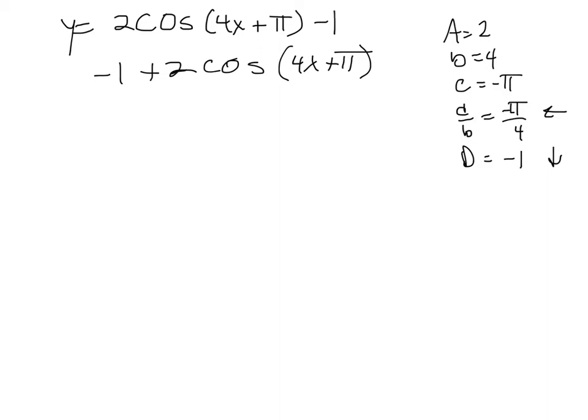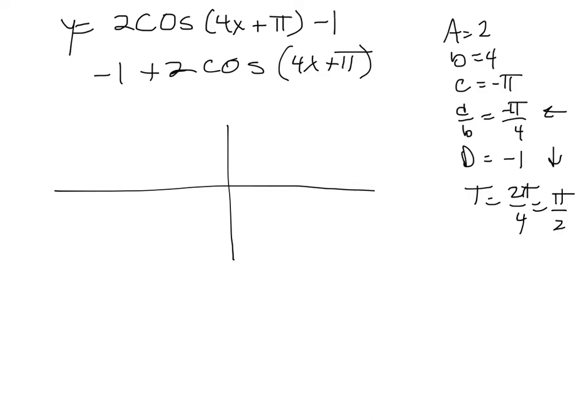So if I'm graphing this, I also need to see what T is. T is 2 pi over b, or 2 pi over 4, which equals pi over 2. So my period length is now pi over 2. And then T over 4 is going to be pi over 8.